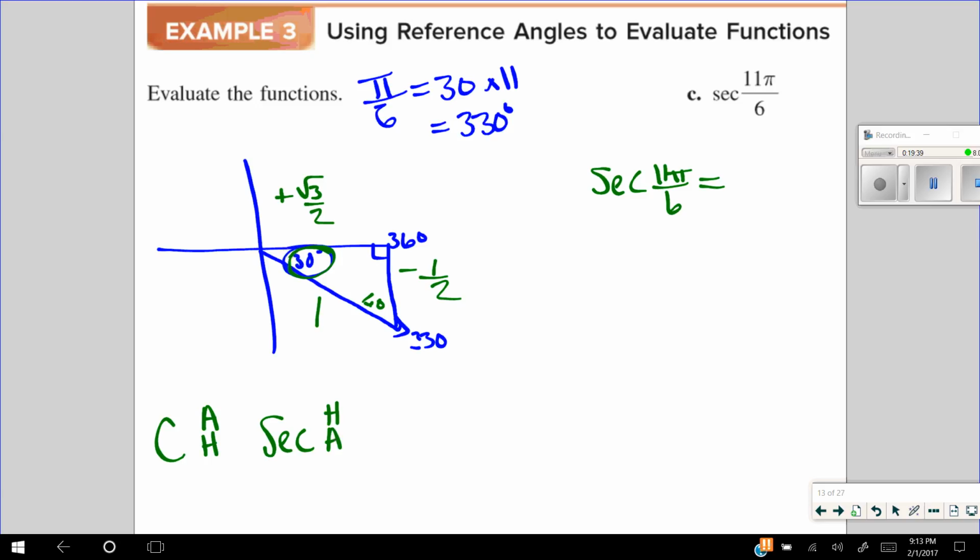Okay, so the hypotenuse is 1. The adjacent side is square root of 3 over 2. Gross. Fraction under a fraction. So multiply, keep the first one, multiply by the reciprocal.